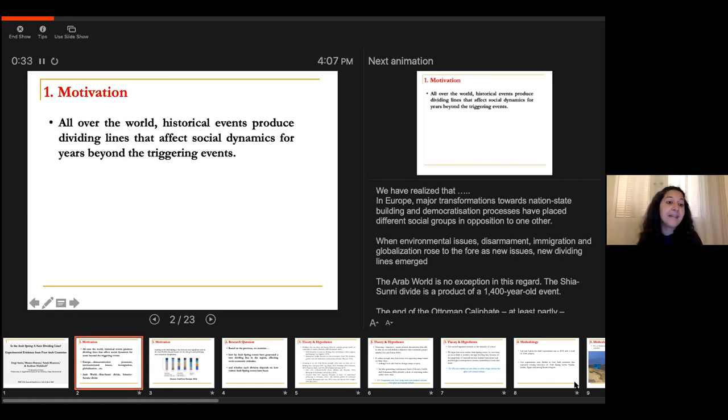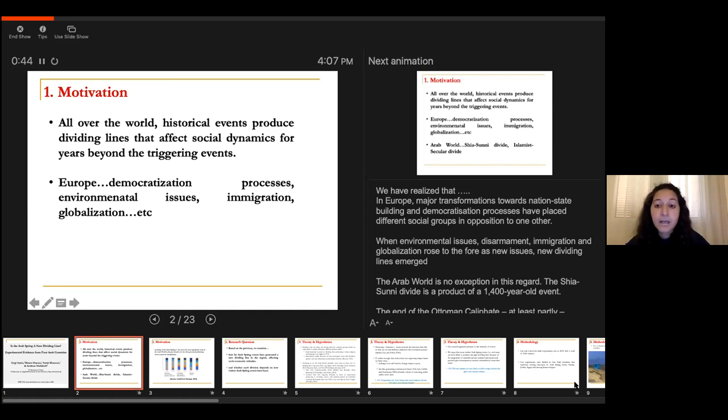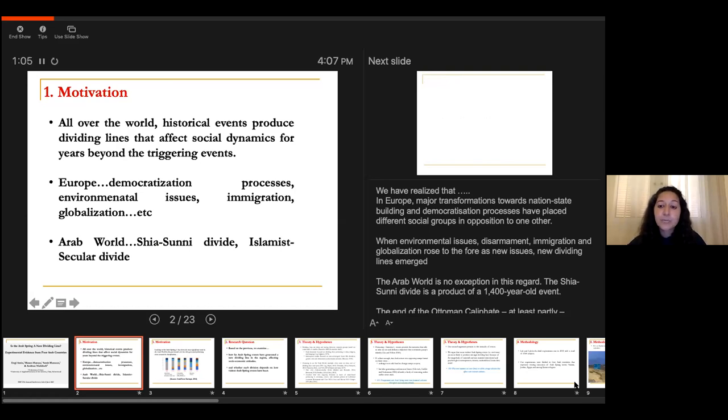So I will start first with the motivation behind our study. We have realized that all over the world, historical events produce dividing lines that affect social dynamics for years beyond the triggering events. So for example, if we look at Europe, major transformations toward nation state building and democratization processes have placed different social groups in opposition to one another. And then when environmental issues, disarmament, immigration, and globalization rose to the fore as new issues, we realized that new dividing lines emerged. The Arab world is no exception in this.